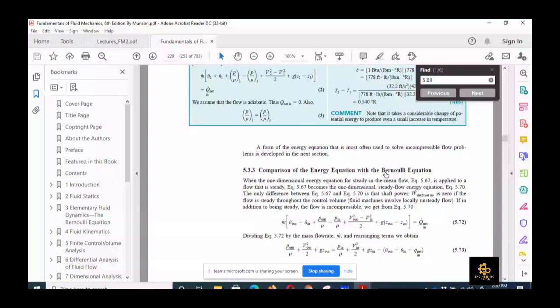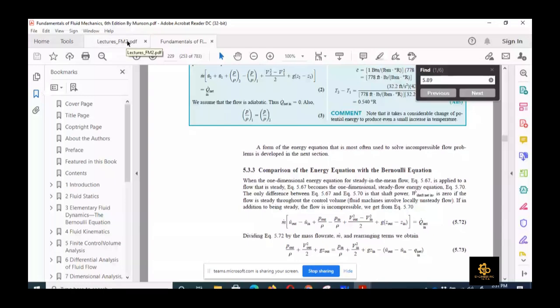elevation when there is no frictional force. But in the case of viscous pipe flows, there would be some viscosity effect, which means there would be some kind of frictional losses when the flow happens through the pipe. So if you haven't read section 5.3.3 in FM1, please do read it, because it gives you the comparison between the energy equation and the Bernoulli equation, which would be the basis for the calculation of losses in chapter number 8.